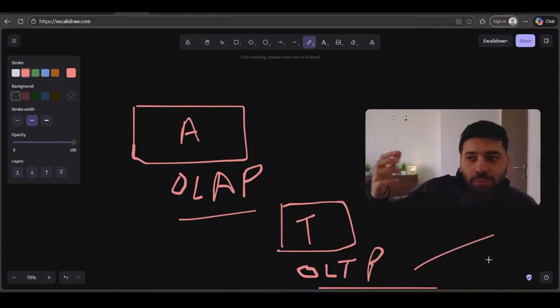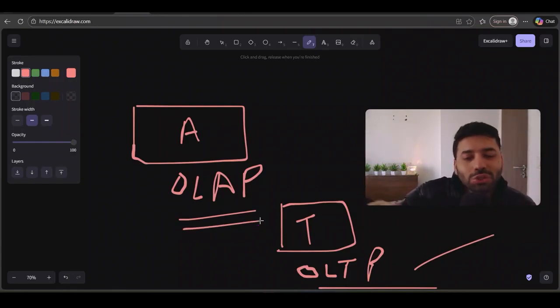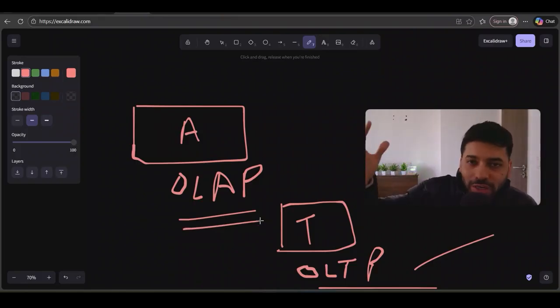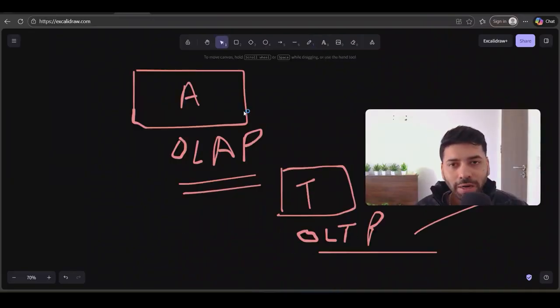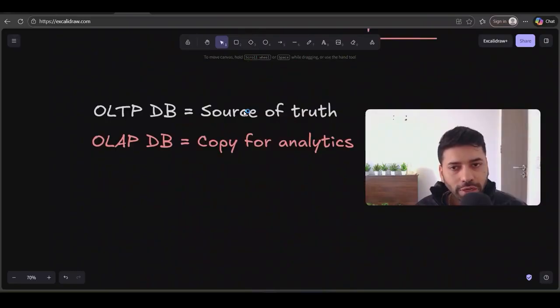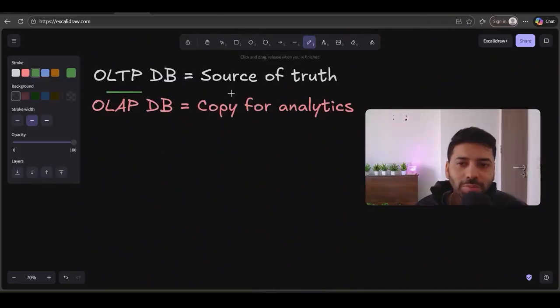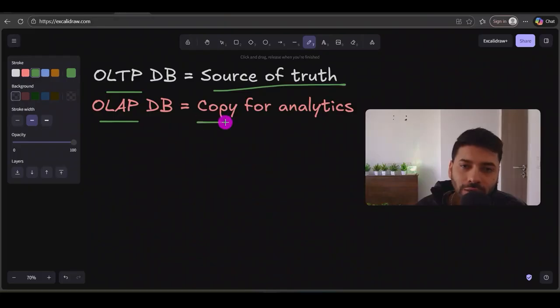is using the product, like booking a ticket, whereas OLAP is used by the developers or other employees in your company to read a huge amount of data and to analyze that. Okay, so let's summarize it for OLTP and OLAP. So OLTP DB is the source of truth because it is handling all the transactions, it is running your business. When we talk about OLAP, it is like a copy because we get this data from OLTP only, and this is for analytics purpose. So OLAP is not your source of truth.